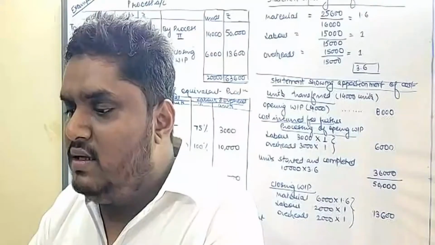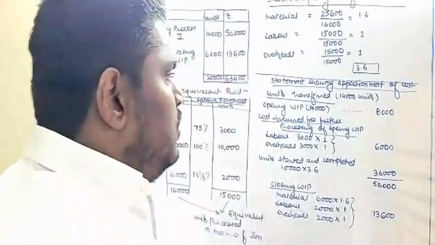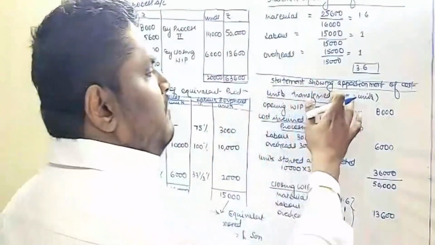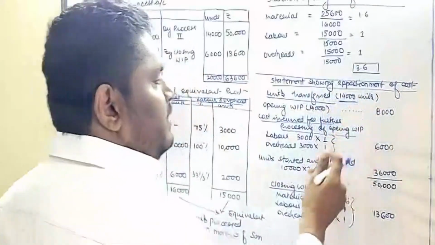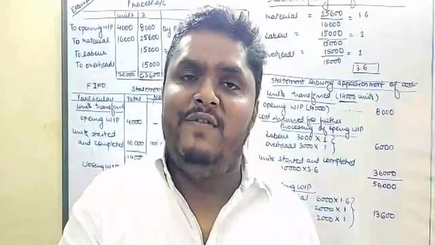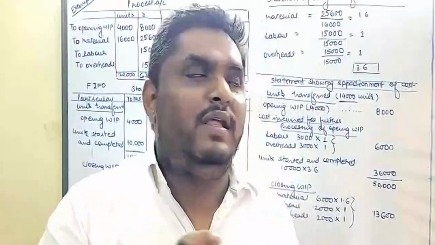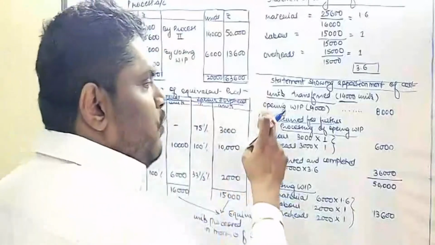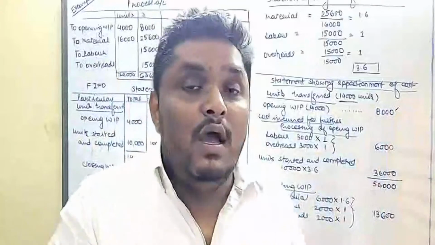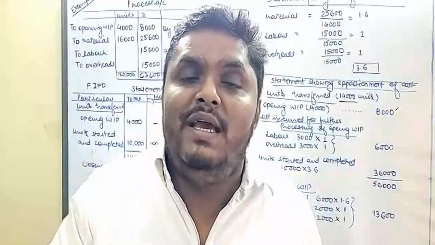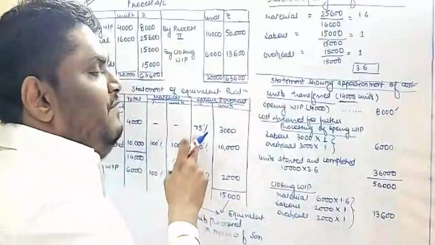Okay, Kavita, sir, statement of apportionment of cost, please explain it again. So Kavita, when talking about statement of apportionment of cost, the units transferred are 14,000 units. Out of these 14,000 units, 4,000 were from opening work in progress. So on these 4,000 units, how much was spent in the previous month? 8,000. Now this month also some processing was done. What processing? Labor and overhead, and that too 75%.